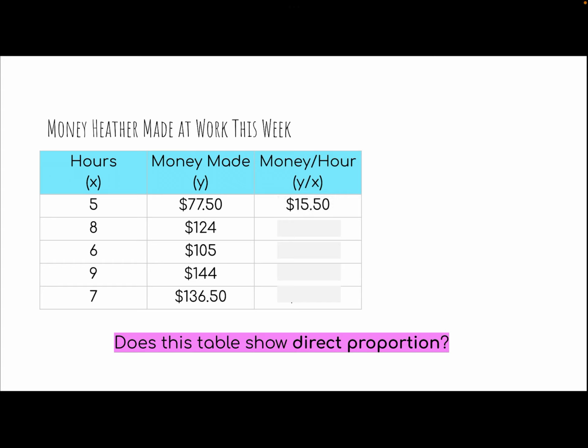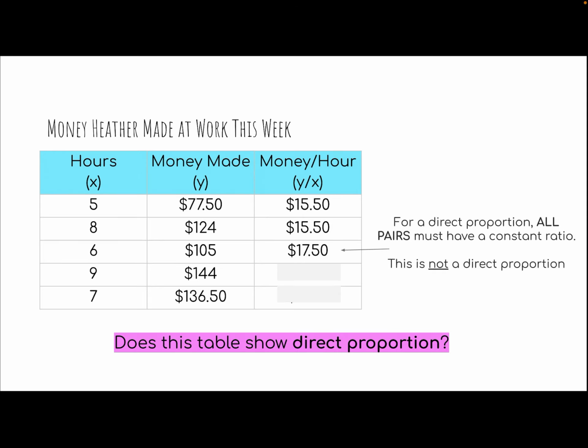All right, when I take $77.50 divided by 5, I get $15.50. When I take $124 divided by 8, I also get $15.50. Remember I told you need to check every entry in the table. It's important because look what happens when she worked 6 hours. 105 divided by 6 is $17.50. Right there, we now know this is not a direct proportion.